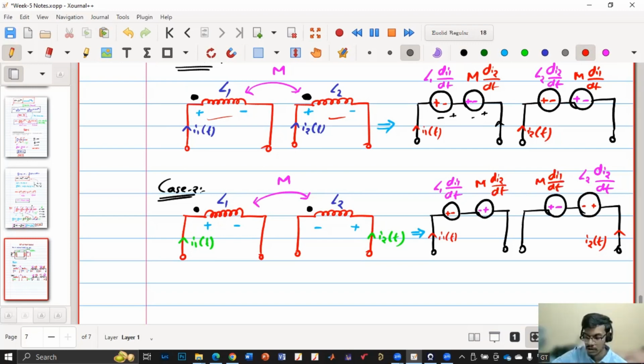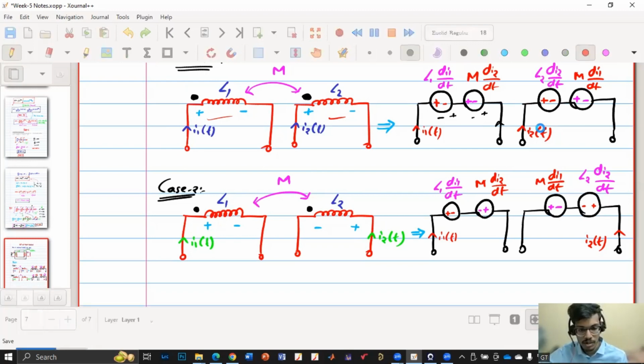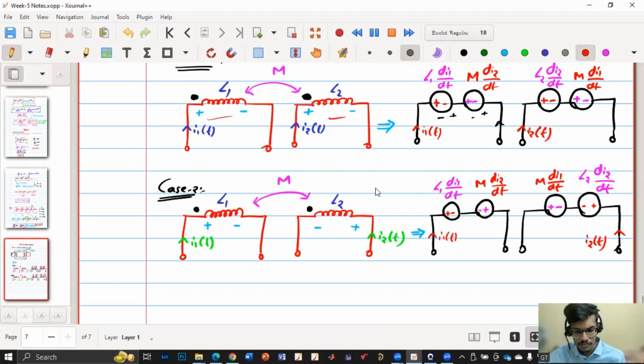There are two cases. In the first case, if the currents are entering the dots or leaving the dots, then the polarity because of the mutual inductance will be the same as the self-inductance. Whereas in the other case, when the current is entering the dot in one coil and leaving the dot in the other, then the polarity will be just the opposite. So you always start with the self-inductance, then draw the opposite polarity for the mutual inductance. I hope this is clear because it is very important, and this is the fundamental thing for the rest of the class.